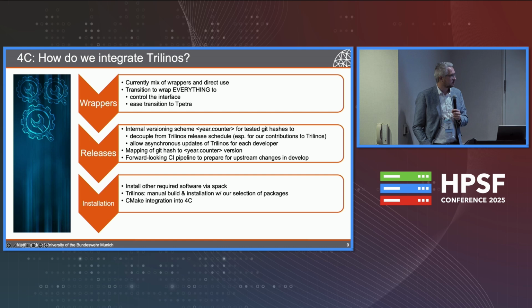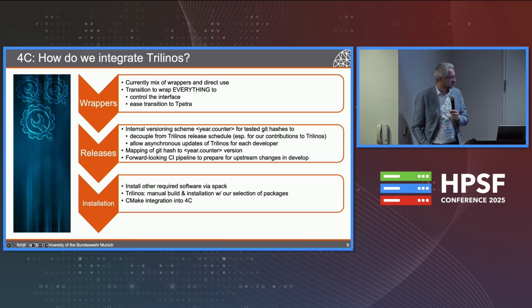And what we found helpful in that regard is that we also run in our CI a forward-looking CI pipeline, meaning that once a week we just pull the most recent develop and build and see what happens. And so that at least we have a chance to fix issues along the way and don't let them pile up.